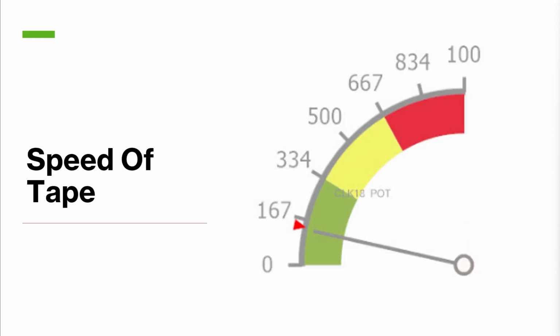Lastly is the speed of tape. The speed of tape is the number of orders that are placed within a certain period of time. This can be a good indicator of potential volatility and increased liquidity. A fast-moving tape indicates that there's a lot of activity in the market, while a slow-moving tape indicates that the market is relatively illiquid.